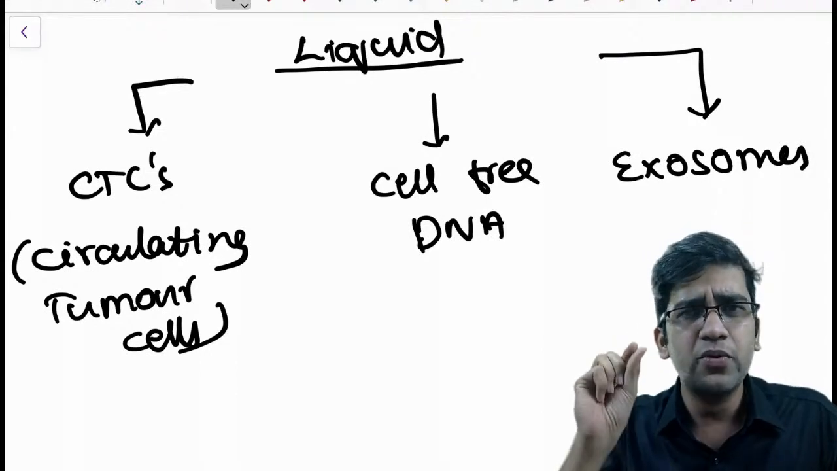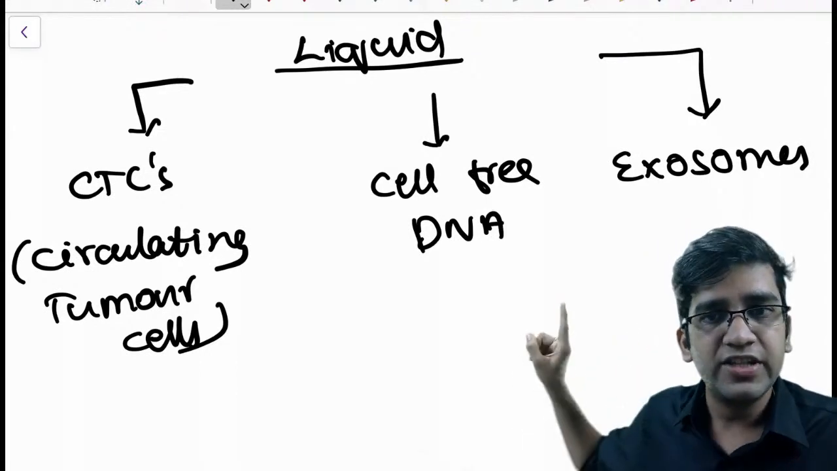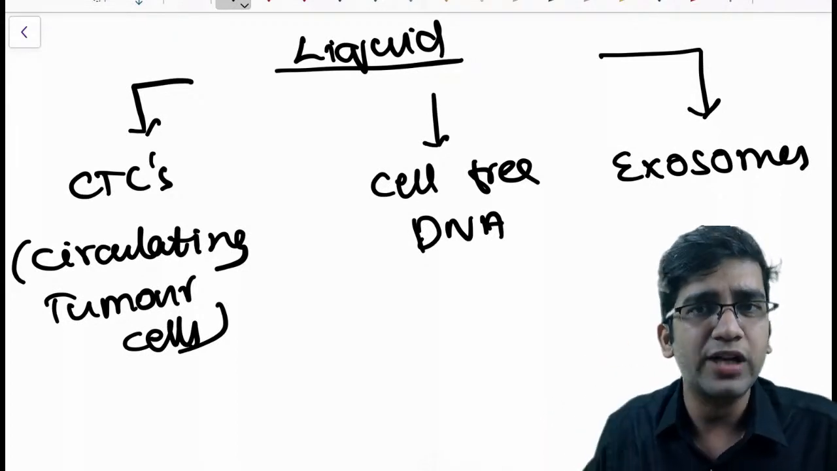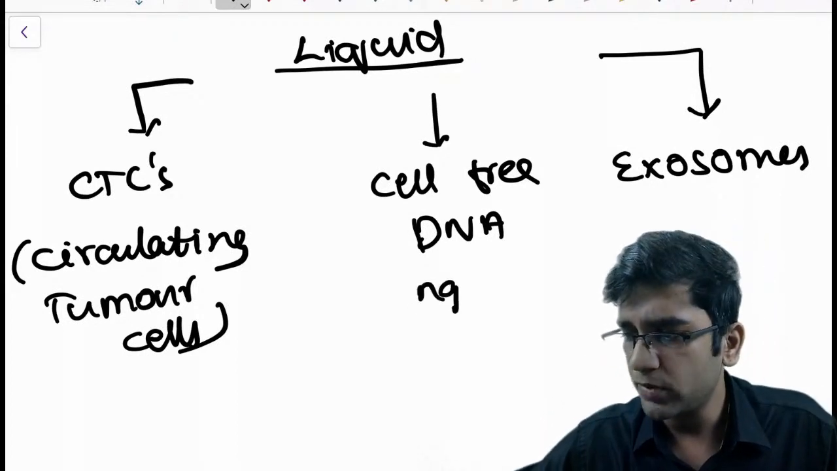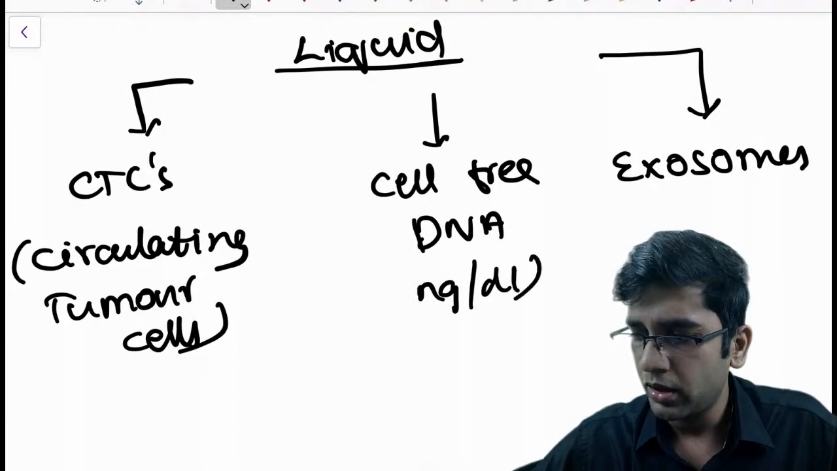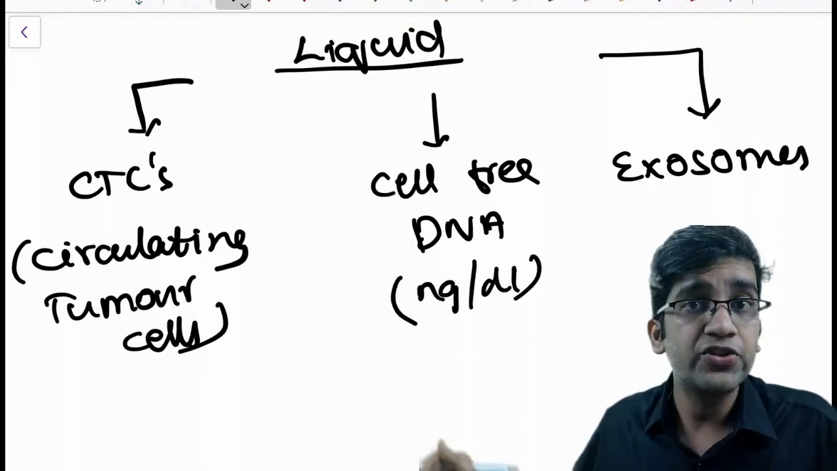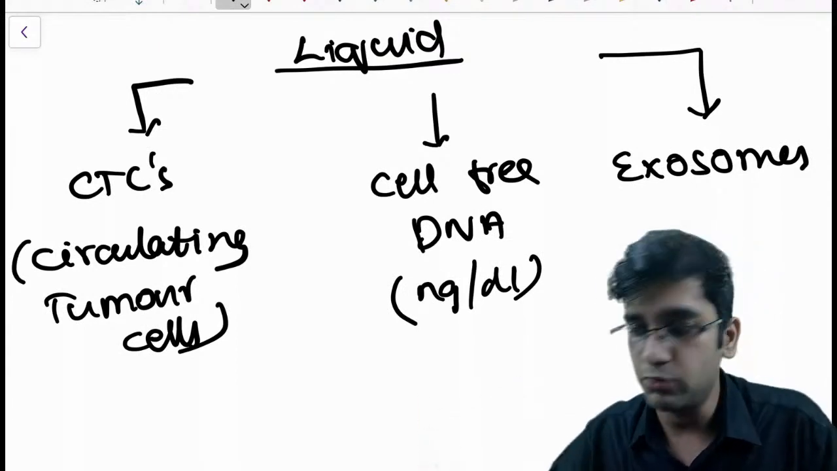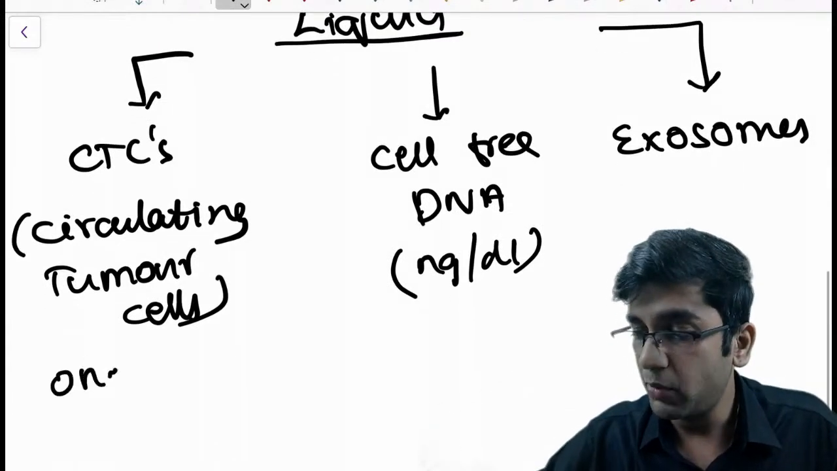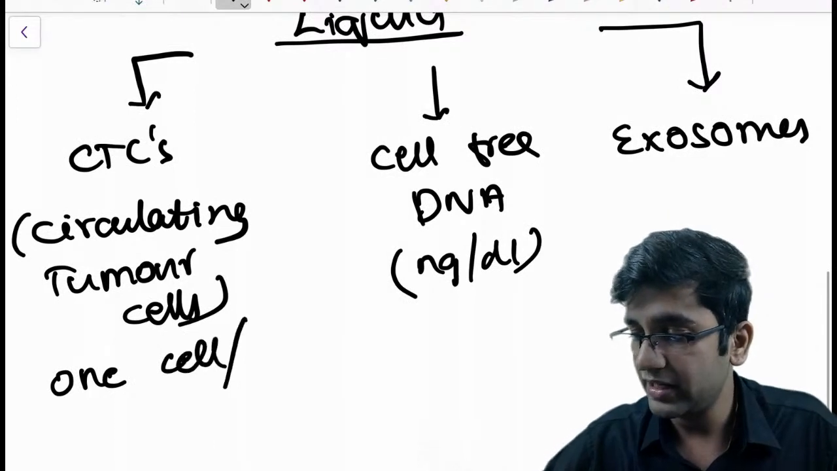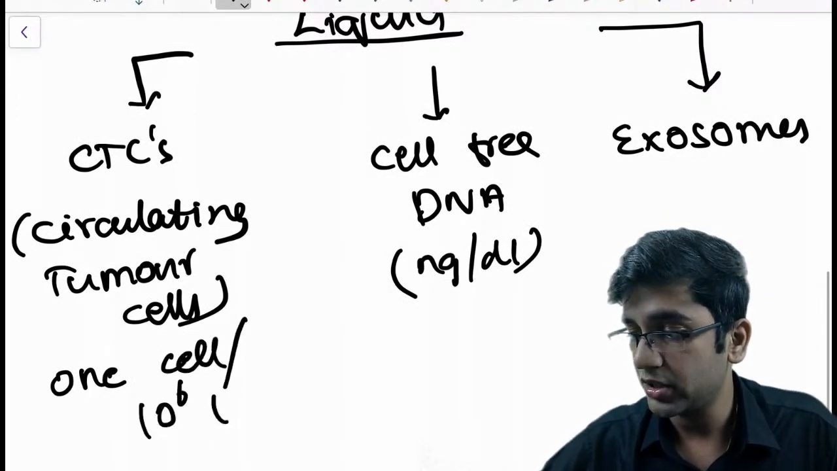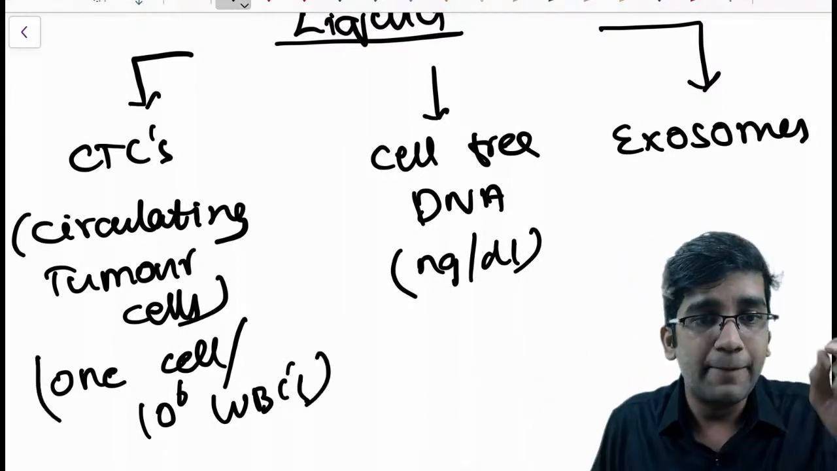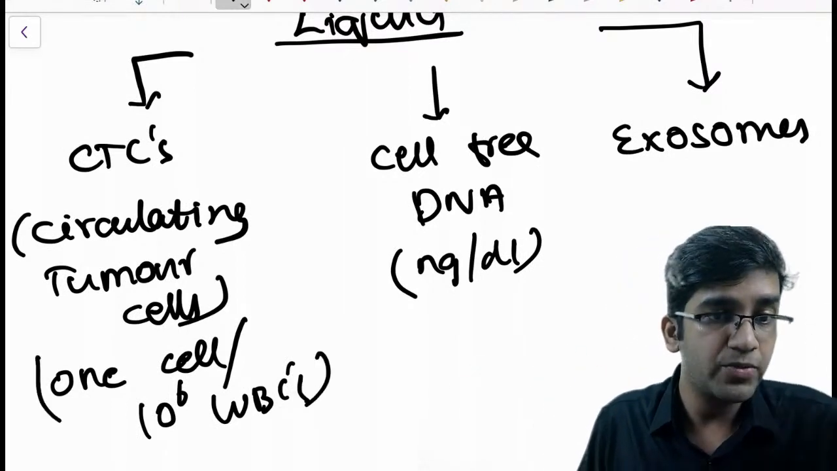The circulating tumor cells will be in a very, very tiny quantity. The same goes for cell-free DNA. I'm going to have very little DNA, just nanograms of DNA. In circulating tumor cells, it will be 1 cell per 1000 WBCs, or per 1 lakh WBCs. The amount is very small: 1 cell per 10 to the power 6 WBCs. That's all I'll have. Exosomes are microvesicles.